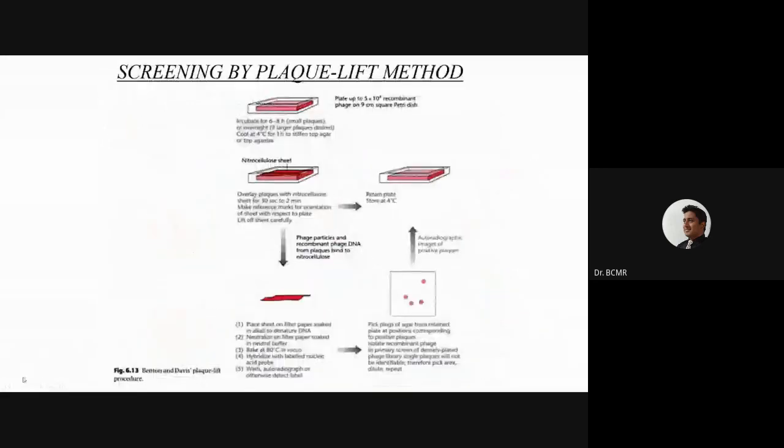The second method is called plaque lifting. I hope you remember what a plaque is. You will have a background of cells, and then in some areas it is clear. Why is it clear? It is because the phage has lysed the cells around, so you'll have clear zones like this. That is referred to as a plaque. This is a technique used when you are making a library in something like lambda phage, for example. So the principle remains almost the same. There is no big difference, except that now instead of cells, you have plaques.